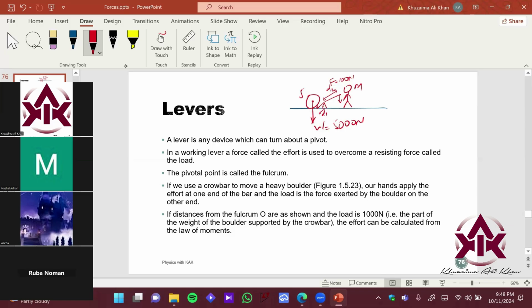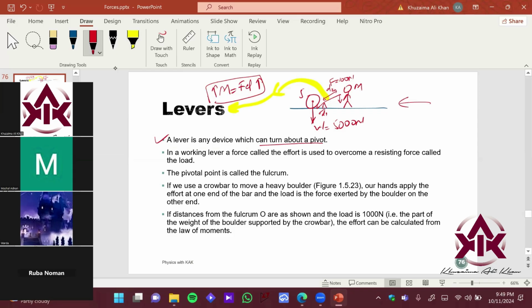Because the moment formula is force times distance. So if I increase my distance, my moment will also increase. So now, depending upon this, I can apply a smaller force to pick up a huge stone. So these are called levers. A lever is a device which can turn about a pivot, which we have seen in this example.